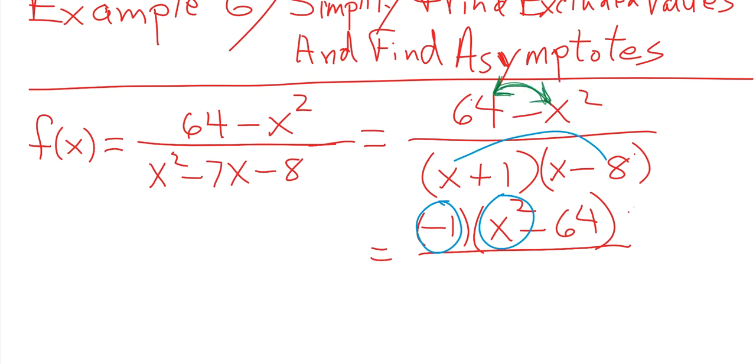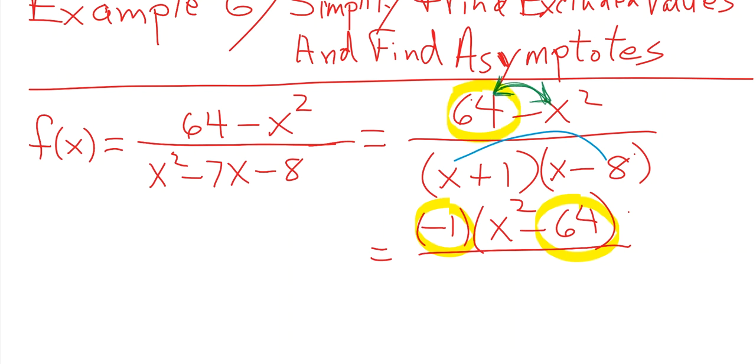Sorry, I don't want to keep my blue marks on here. It would create minus x squared. And what is minus 1 again? What is this guy? Minus 1 times negative 64. Minus 1 times minus 64 is positive 64, and notice this was positive 64.